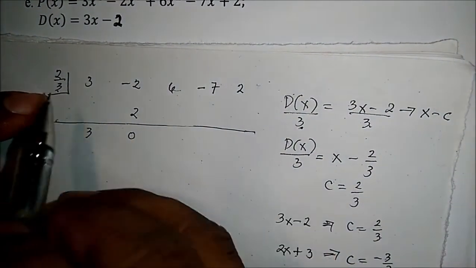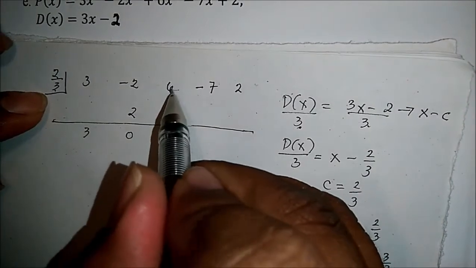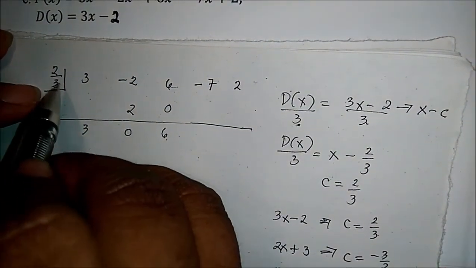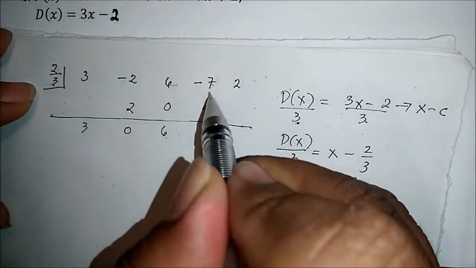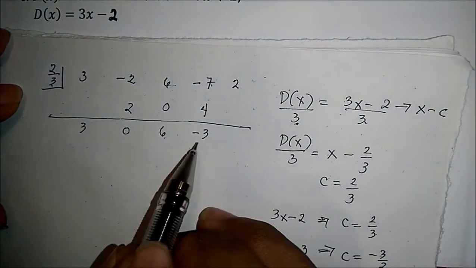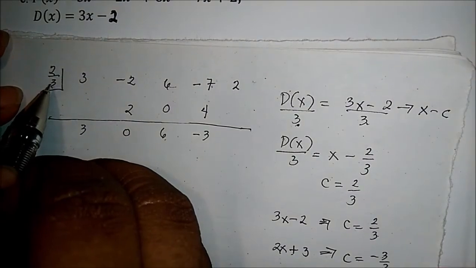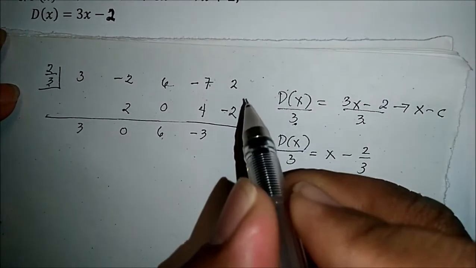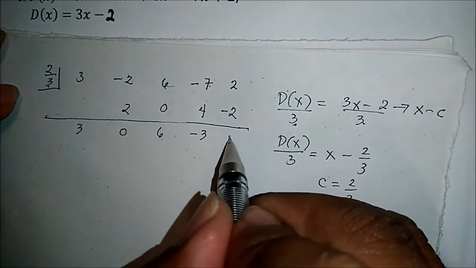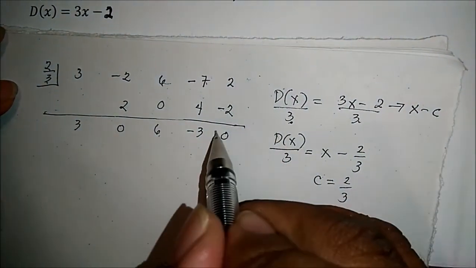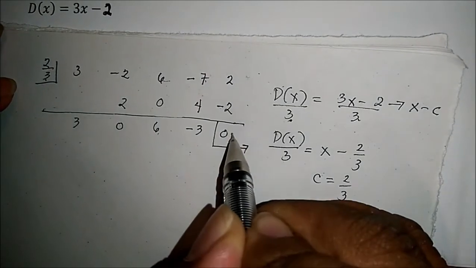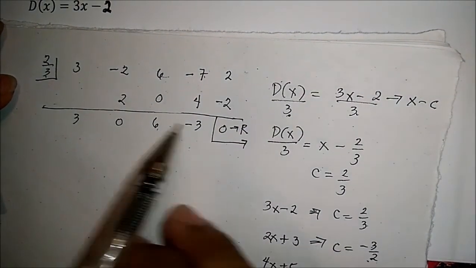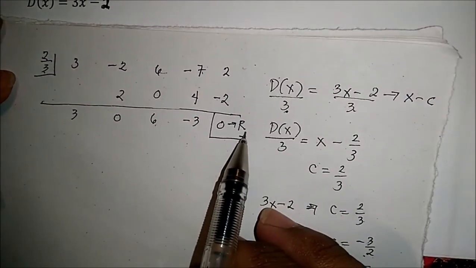0 divided by 3 is 0, times 2 is 0. 6 plus 0 is 6. 6 divided by 3 is 2, times 2 is 4. Negative 7 plus 4 is negative 3. Negative 3 divided by 3 is negative 1, times positive 2 is negative 2. 2 plus negative 2 is 0. So, this will be the remainder kasi hindi natin siya dinivide, no? Or hindi na natin siya minultiply. So, this is the remainder.